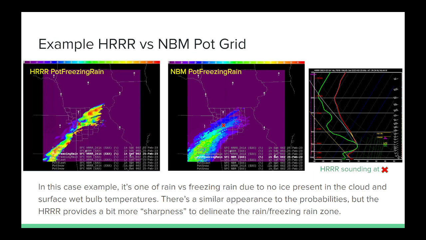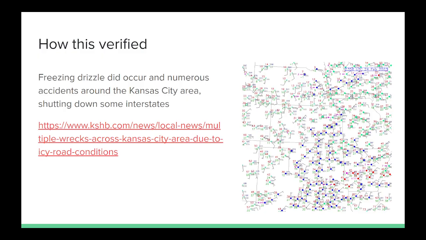So here's a HRRR POP freezing rain on the left and the MBM on the right, for just a simple freezing rain scenario. This is actually a loss of ice type case. Again, you have similar appearance on the probabilities, but you'll notice the HRRR is a lot sharper, really delineating that rain versus freezing rain, whereas the MBM is more spread out because the MBM has that bigger ensemble data set, so you're going to see the probabilities more spread out.